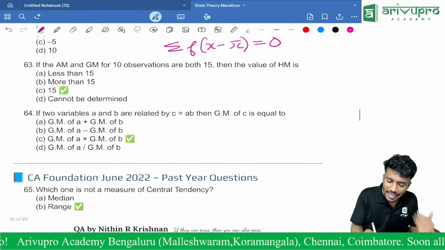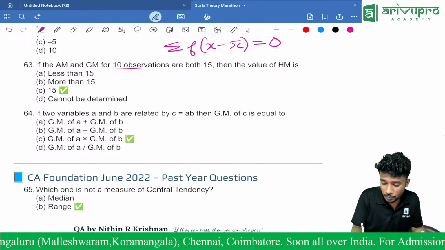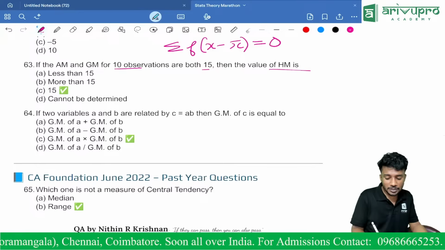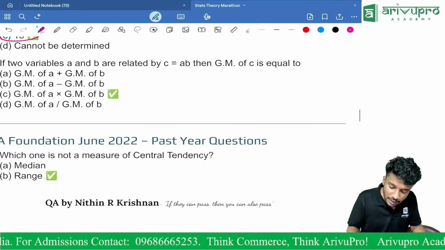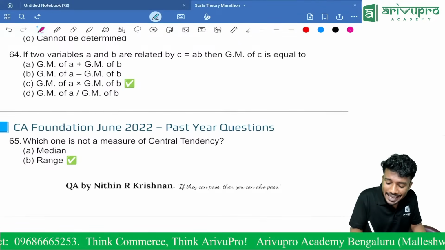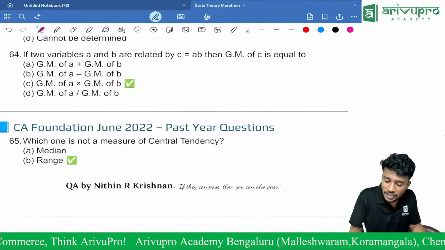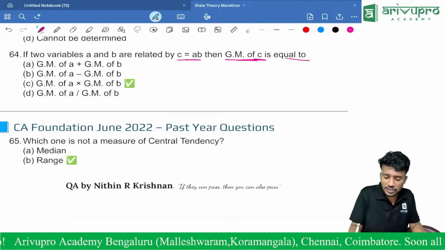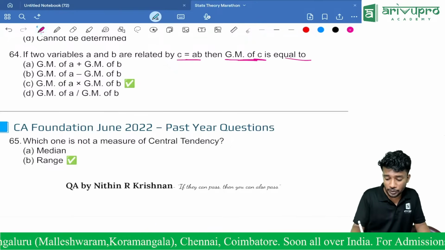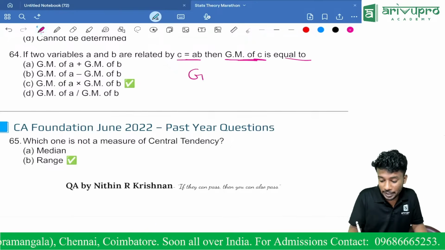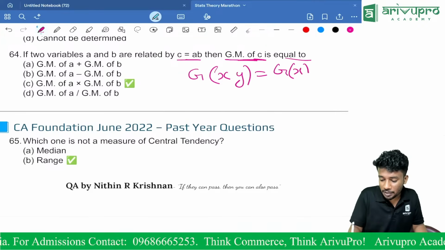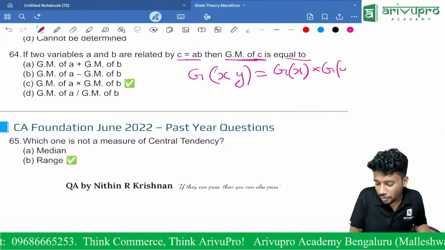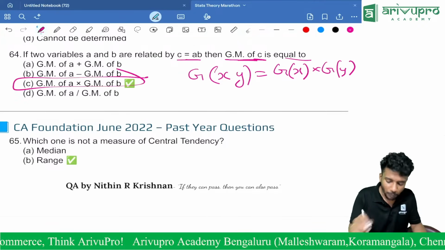If the AM and GM of 10 observations are both 15, then the value of HM is also 15. Then if two variables A and B are represented by C is equal to AB, what is the GM of C? I told you combined GM. That time I represented it as GM of XY can be written as GM of X into GM of Y. So the answer is Option C.